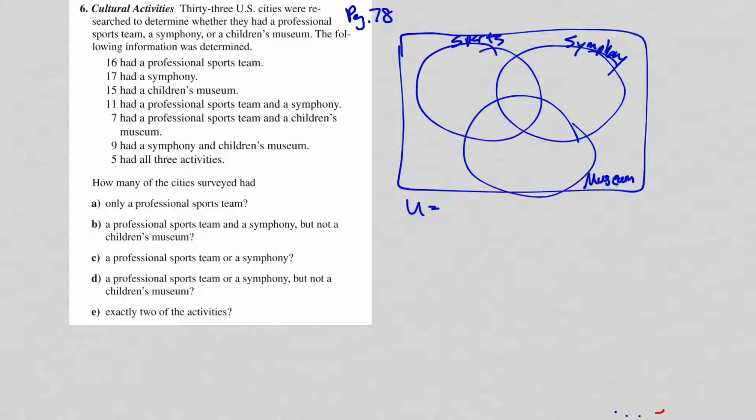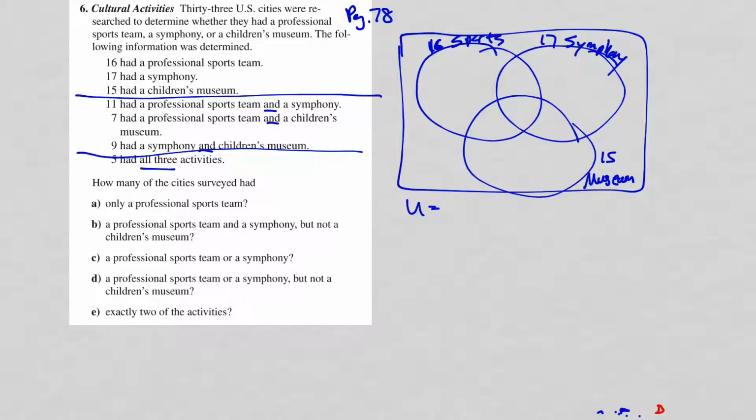And we're going to say, okay, right here are 3 major numbers. So sports has 16. Symphony has 17. And museum has 15. Okay, so all the numbers in those circles should add up. Then we have the all 3 right there, and those are combinations of circles.